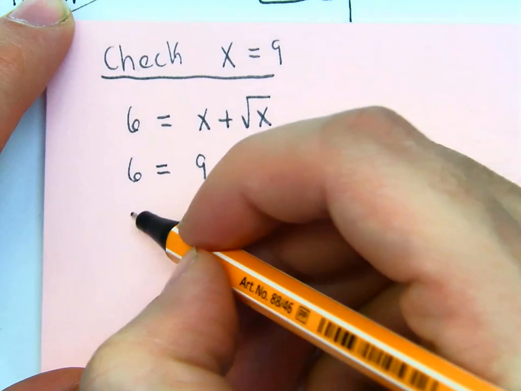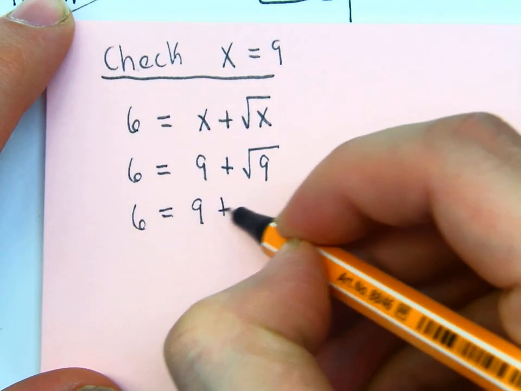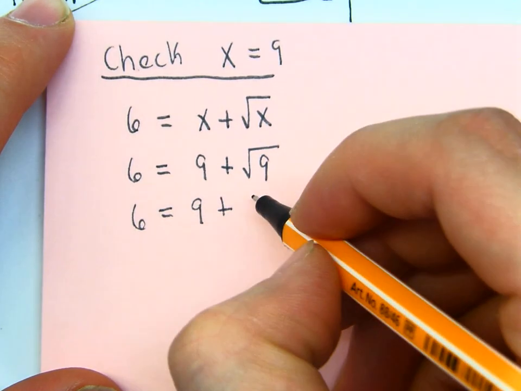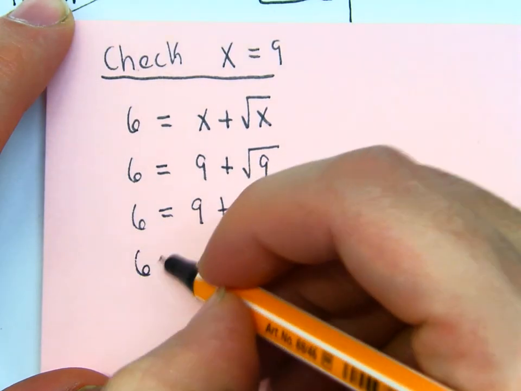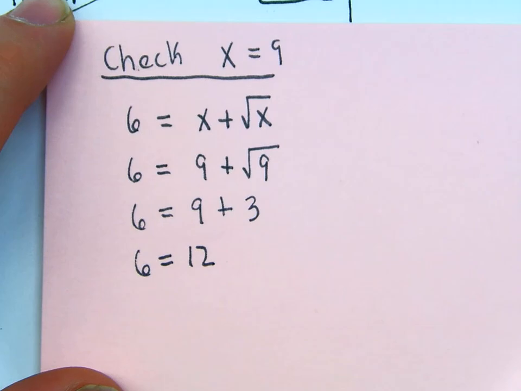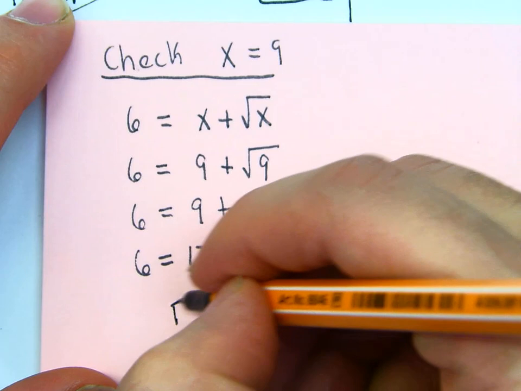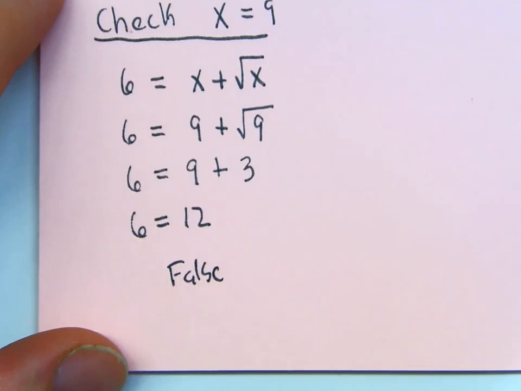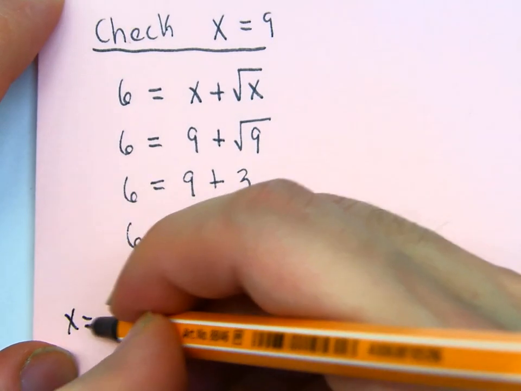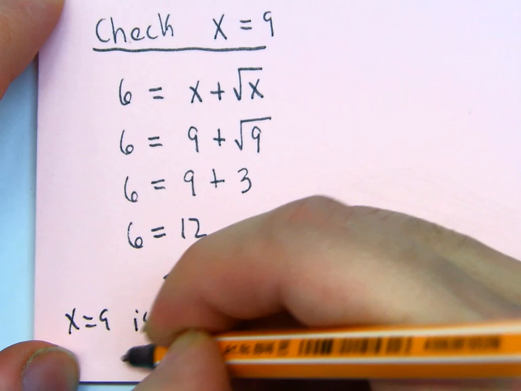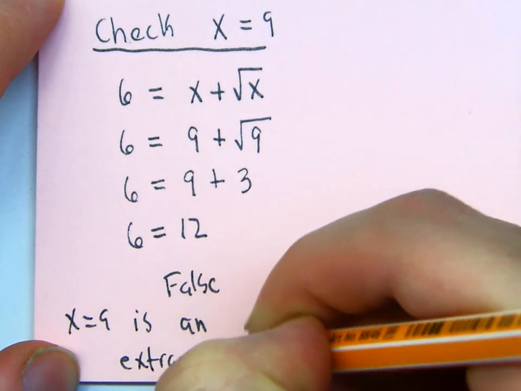And let's see, 6 is equal to 9 plus, what is the square root of 9? That's 3. And now here you have 6 equals 12. So this is false. So what are we going to say? That x equals 9 is an extraneous solution.